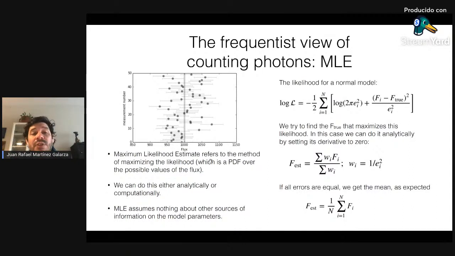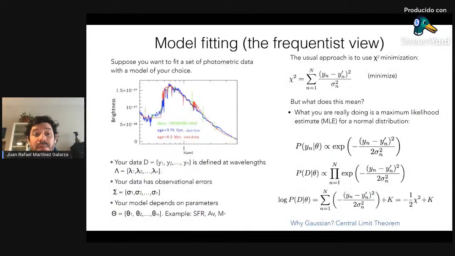So that's what we do when we do model fitting. We're maximizing the likelihood of a particular data set given a model that we have assumed. And that's exactly what we do in model fitting. So suppose you want to fit the spectrum of an X-ray source, or suppose you want to fit the spectral energy distribution of a star forming region or whatever model you have. And this is, for example, an optical spectrum or infrared spectrum that is being fitted to some data. And what are the elements of this exercise of fitting data?